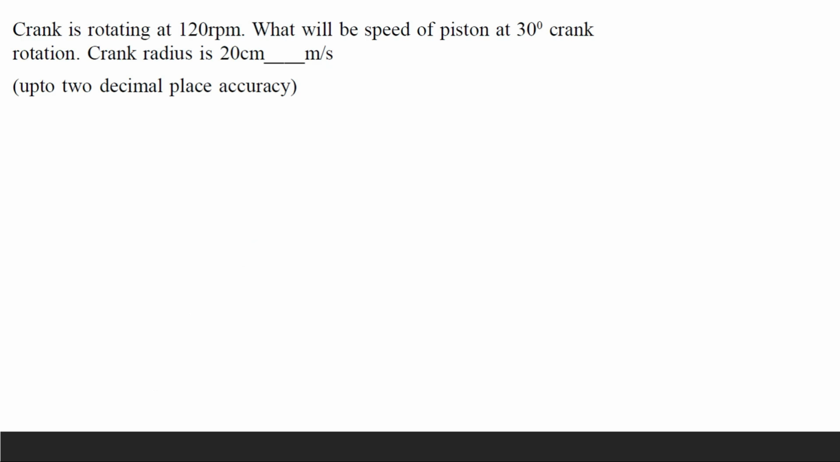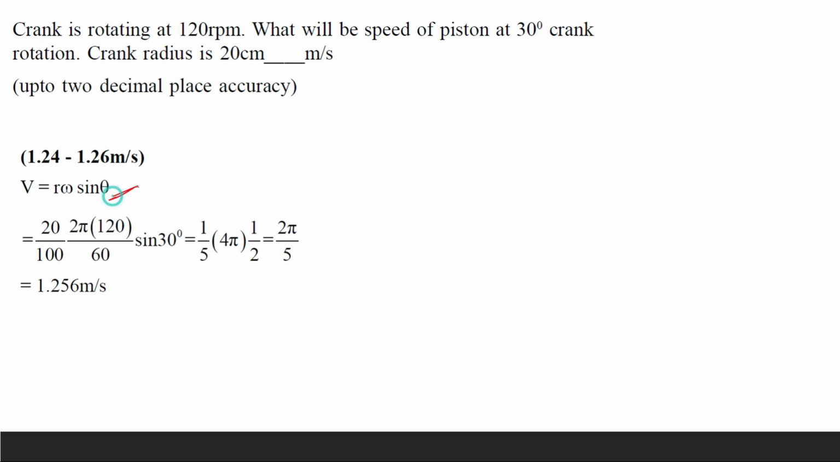Now the crank is rotating at 120 rpm. What is the speed of the piston at 30 degree crank rotation? The crank radius is given, so you have to directly calculate using this formula. I have already told you, by calculation you can find this. So this is all about these 15 questions from theory of machines, friends.